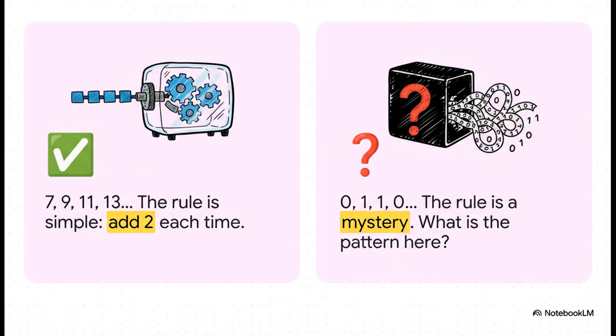Okay, so let's just dive right in. On the left, you've got a sequence you could probably solve in like a second. You just add 2 every time. Easy. But on the right, 0, 1, 1, 0? I mean, it looks kind of random, doesn't it? Is there even a rule here? What could possibly be generating this pattern? Well, that's the mystery we're going to unravel today.